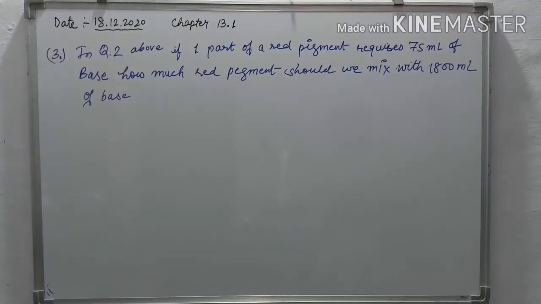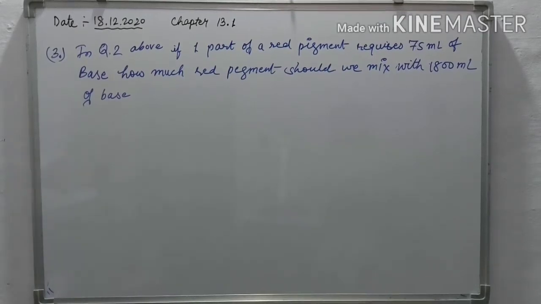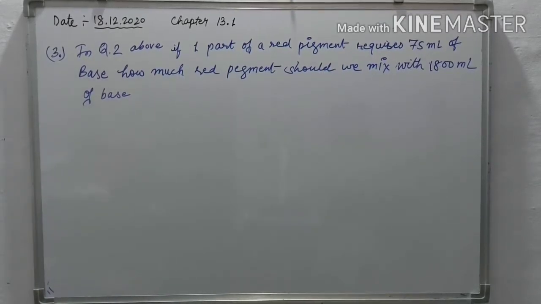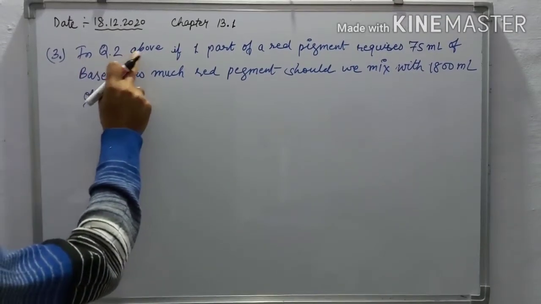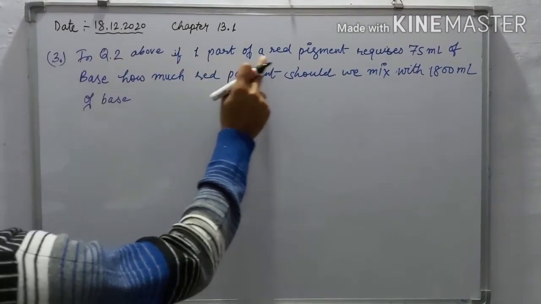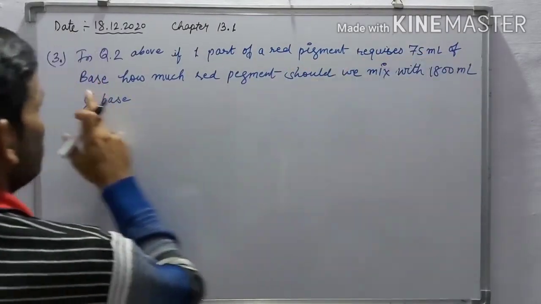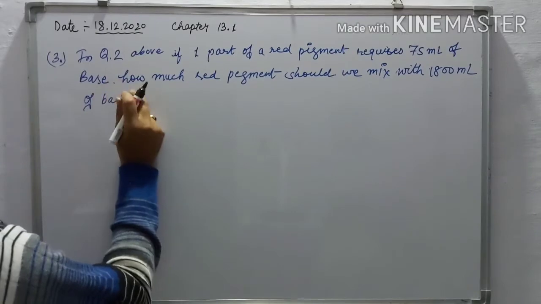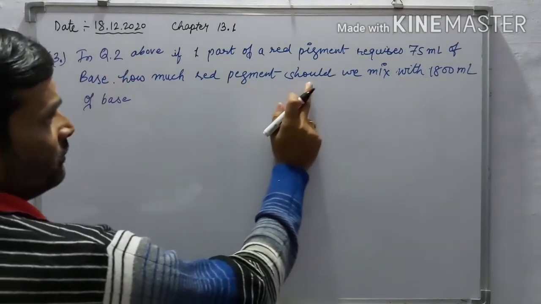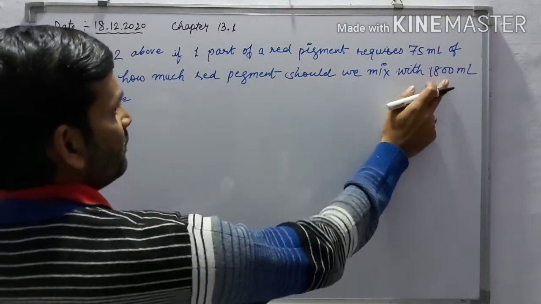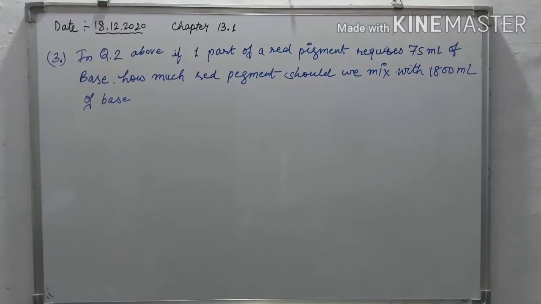Question number 3 is related to question number 2. Question number 3 is given in question number 2 above. If one part of the red pigment requires 75 ml of the base, how much red pigment should be mixed with 1800 ml of base? This is how we will solve this type of question.